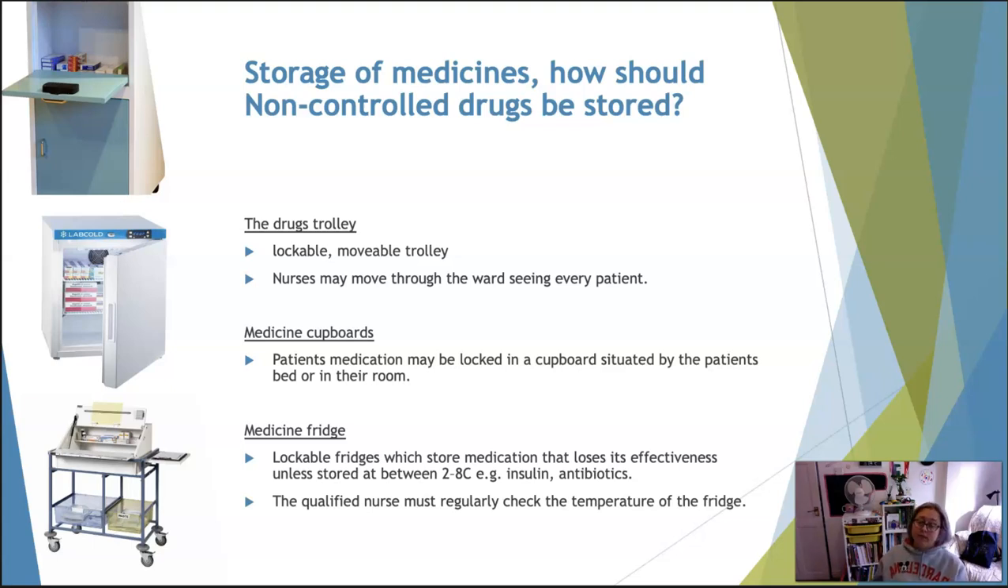Or it might be that certain medications have to be kept cool, within, again, a lockable medication fridge. These fridges need to be monitored regularly, and they're there to support medications that might lose their effectiveness unless they're stored at a certain temperature, for example insulin or bags of IV antibiotics. This needs to be checked regularly to make sure the fridge is still within safe limits, so that these medications aren't going to denature in any way.